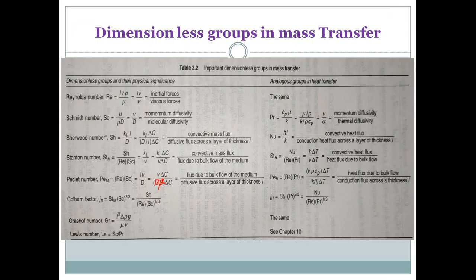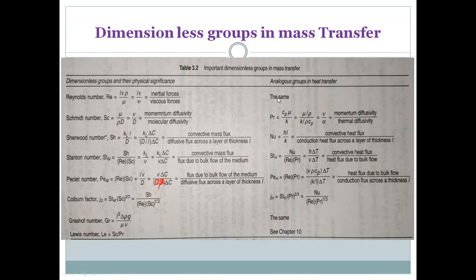So these 7 numbers you have in heat transfer, and among them 3 numbers were very important: Reynolds number, Prandtl number, and Nusselt number. With these 3 numbers you have calculated your heat transfer coefficient. Okay. Similarly, we have the dimensionless groups in mass transfer.